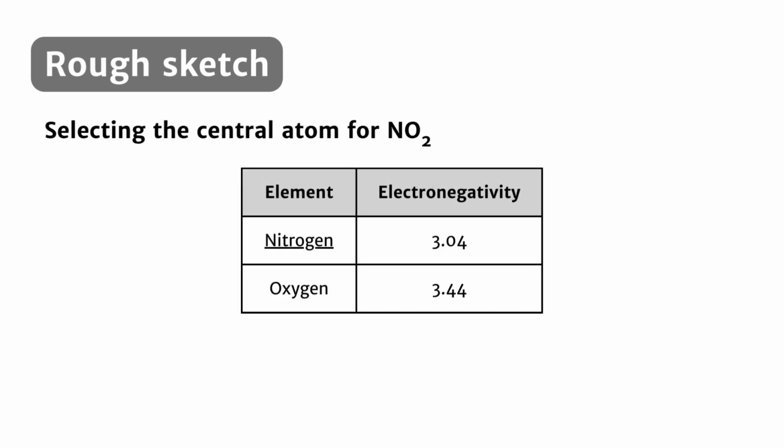To determine the central atom for NO2, prioritize the element with the lower electronegativity at the center. Given the electronegativity values of nitrogen, which is 3.04, and oxygen, which is 3.44, choose nitrogen as the central atom due to its lower value. Consequently, for the preliminary sketch of NO2, position nitrogen in the center and place 2 oxygen atoms on either side.